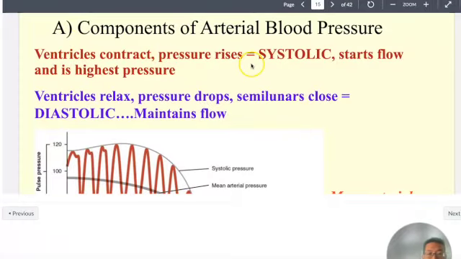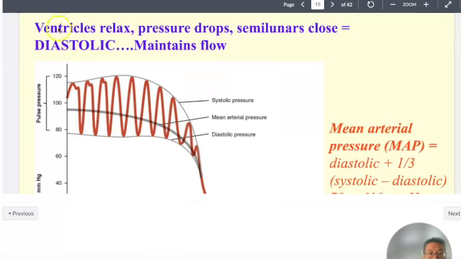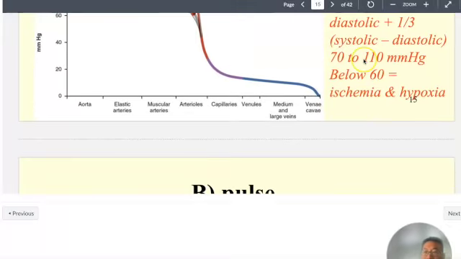Ventricular contraction, pressure rises. Systolic starts to flow from high pressure. Okay? As the ventricle relaxes, the pressure will drop, and the semilunar valve closes, so blood doesn't return. A couple of terms to remember. Ischemia is when there's not enough blood flow, and hypoxia is when there's not enough oxygen to the tissue.